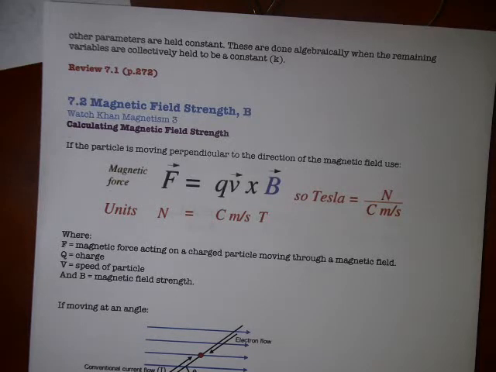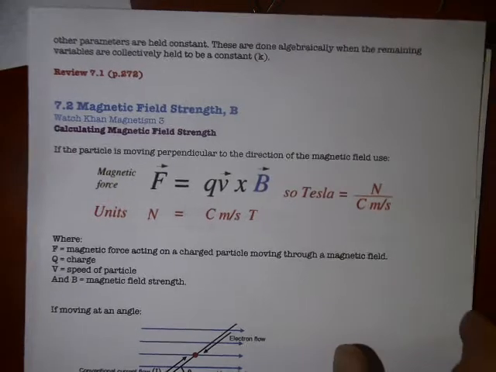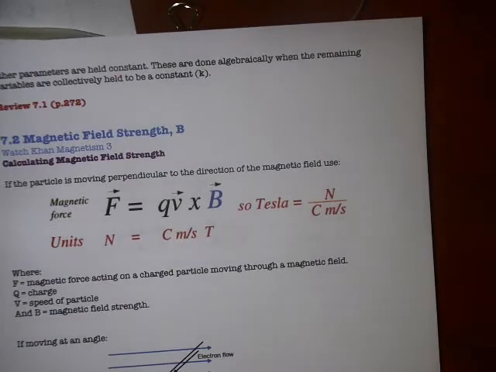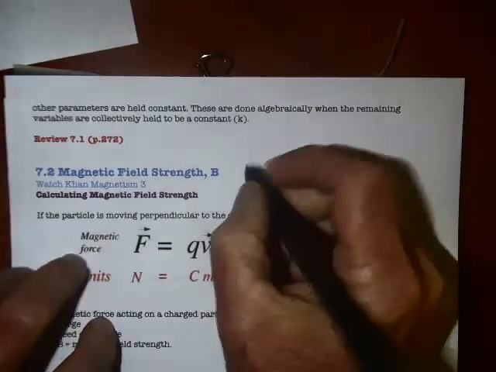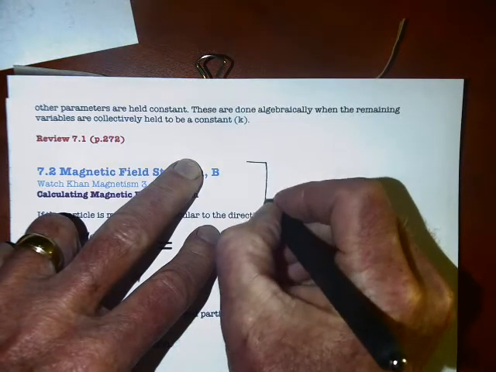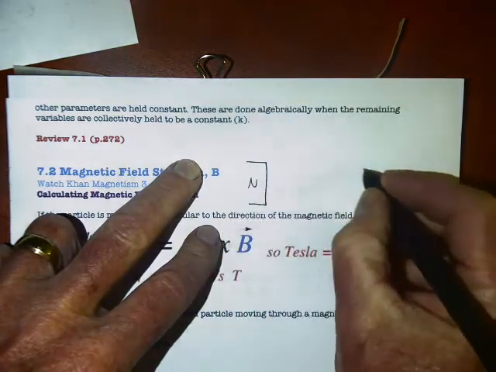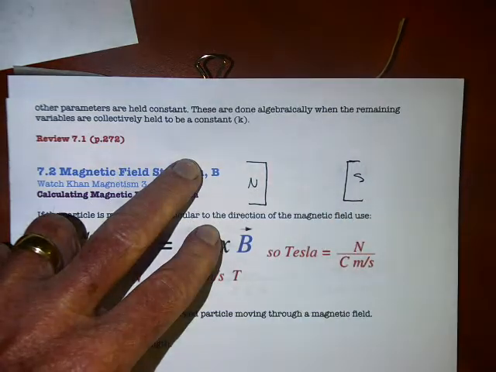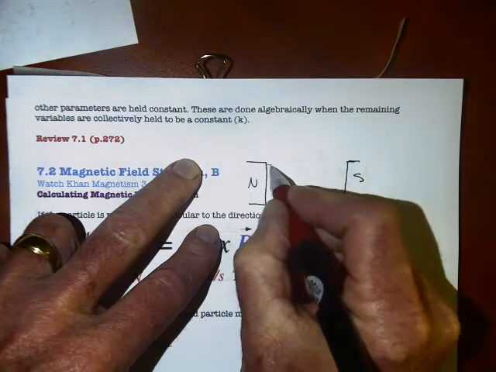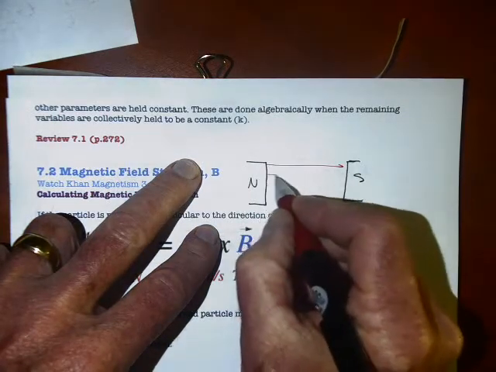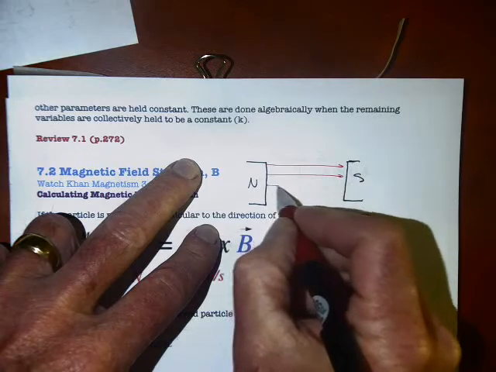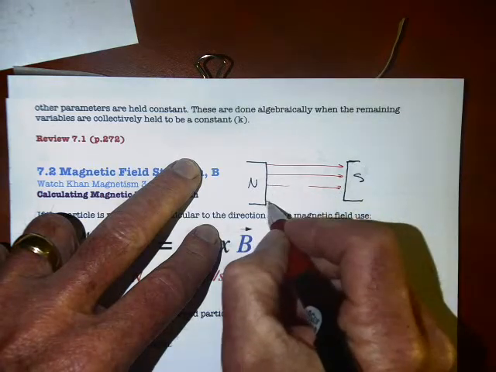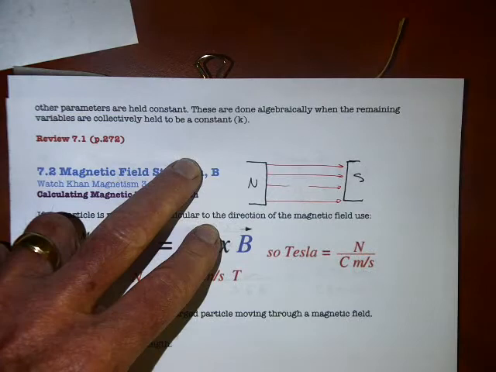Okay, so what this is, is magnetic field strength, B, calculating magnetic field strength. What this is talking about is if you have a magnetic field. So here's north, and here is, say, south. And so the magnetic field goes from north to south. I'm just going to worry about the magnetic field directly between the two poles. I'm not going to worry about the other ones.